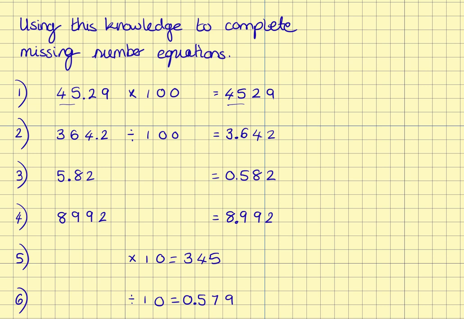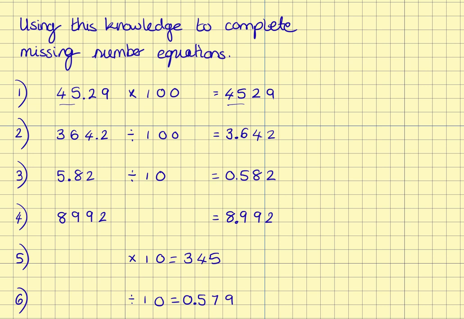For 5.82, I'm going to do the same thing. So I am going from 5.82 to 0.582. So again, I must be dividing. And I'm going to go, it was here and it's now here. So I'm obviously dividing by 10 because it's moved one decimal place.